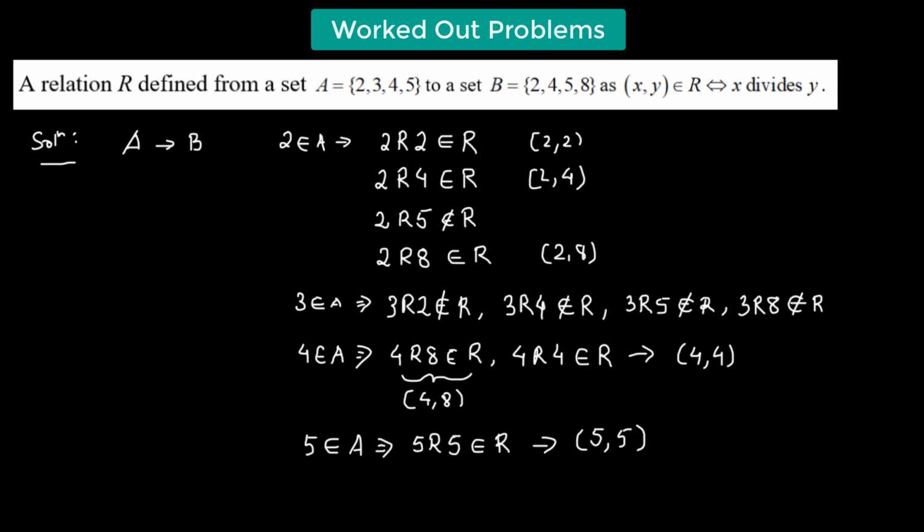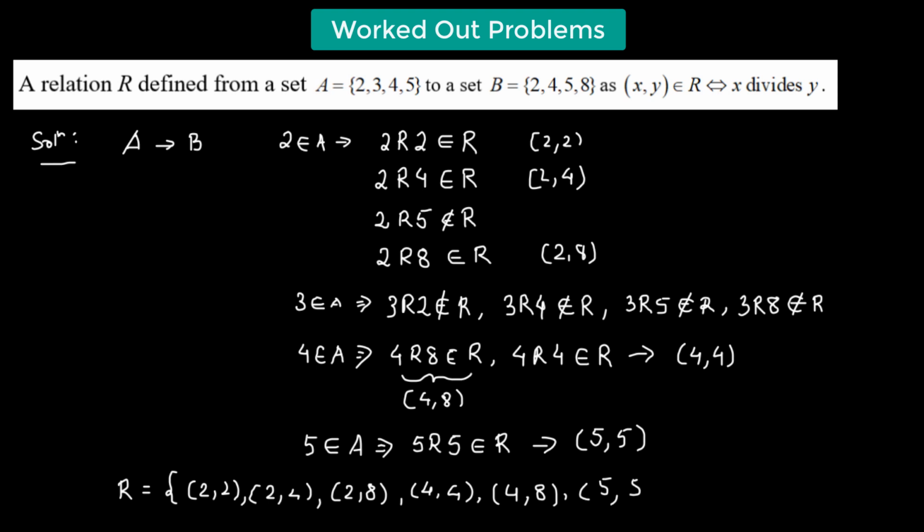So therefore the relation R, which satisfies the condition that x divides y, will be finally given by 2, 2, 2, 4, 2, 8. And we have 4, 4, 4, 8, and 5, 5. So there are going to be 6 ordered pairs which satisfy the condition that x divides y. So this is the roster form.